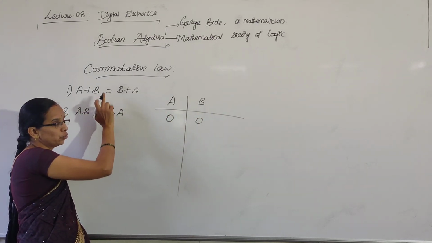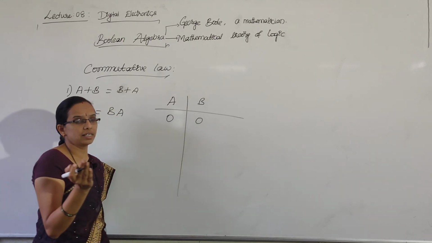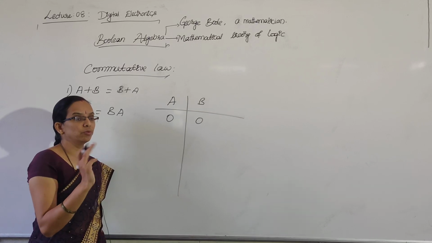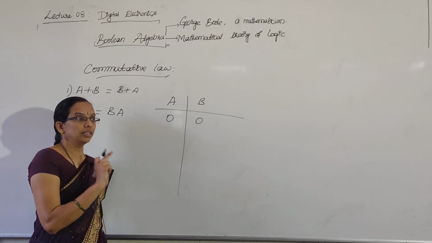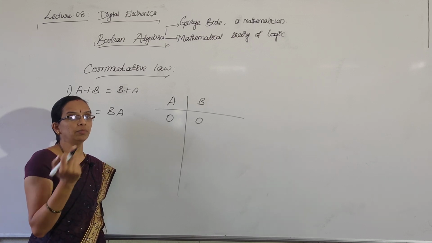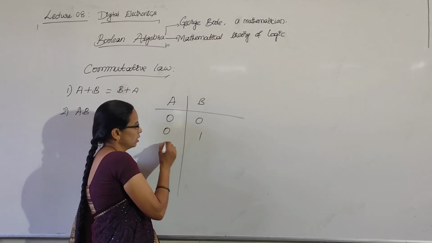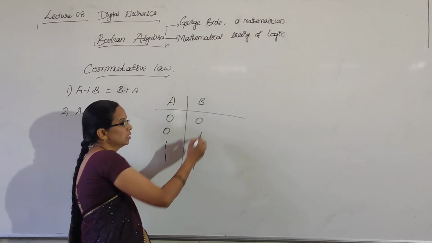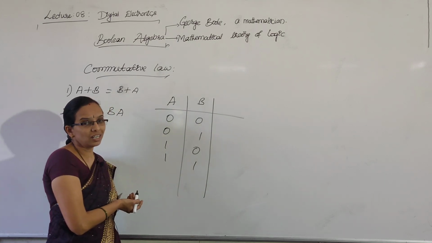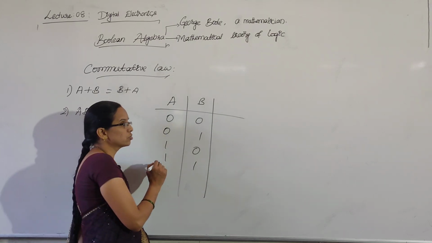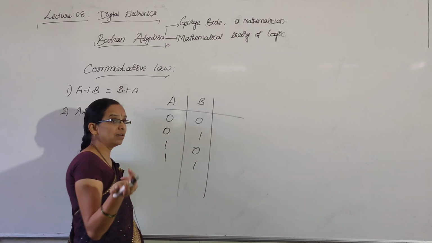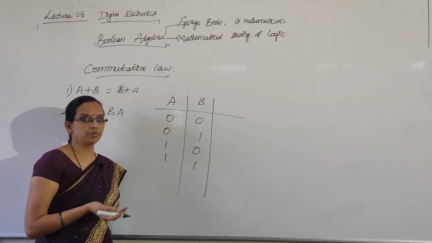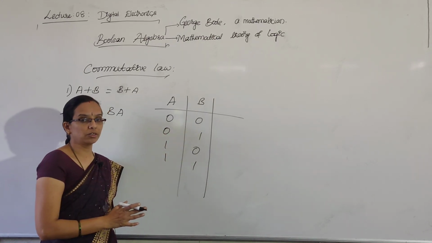It has two variables, in the sense you will get 4 possibilities. Both will take 0 once, both will take 1 once, and A will be 0 with B being 1, and A will be 1 with B being 0. These are the 4 possibilities you can expect when you have two variables, and each can assume only 2 values. So 2 to the power 2 is 4. If it is 3 variables, then 2 to the power 3 is 8 possible combinations. Here you get 4 possible combinations.